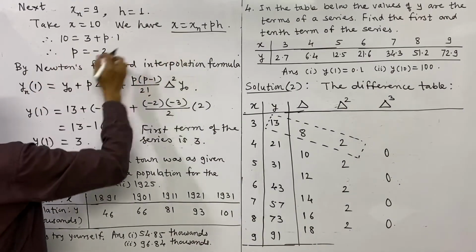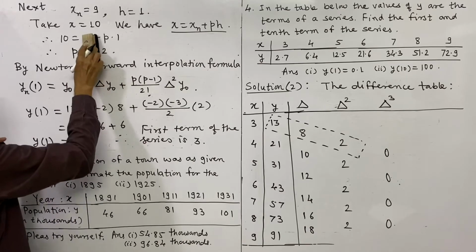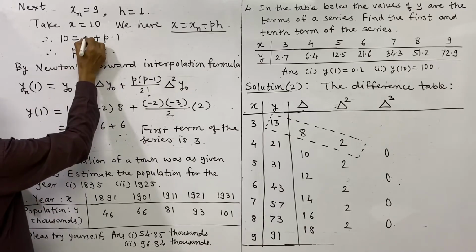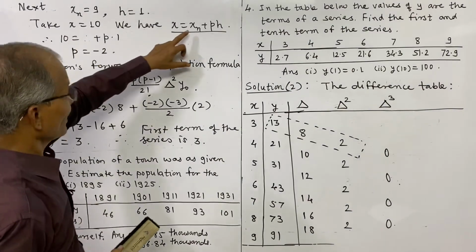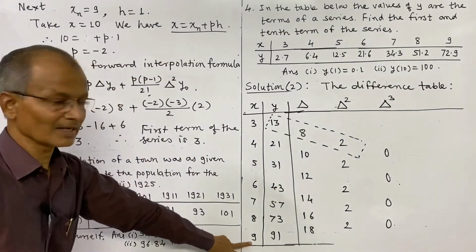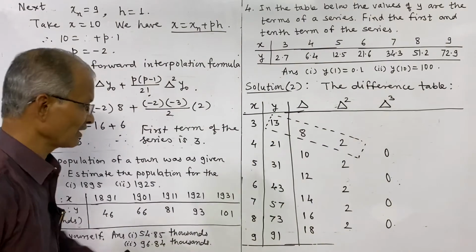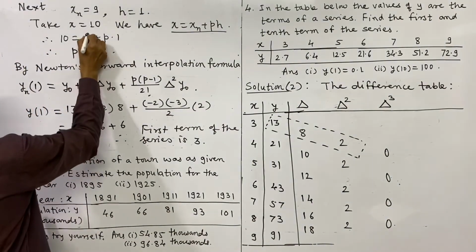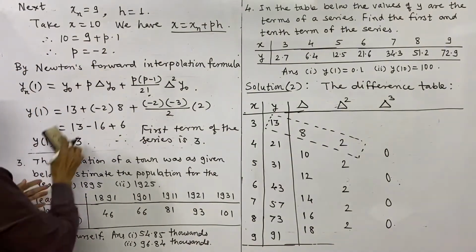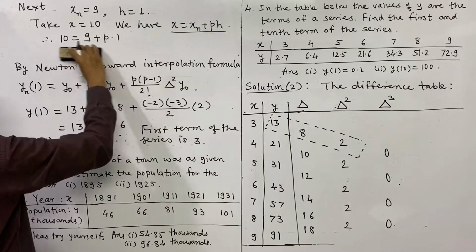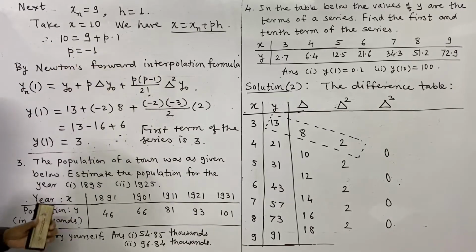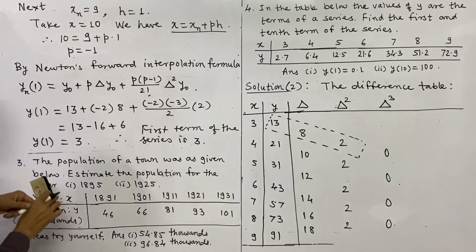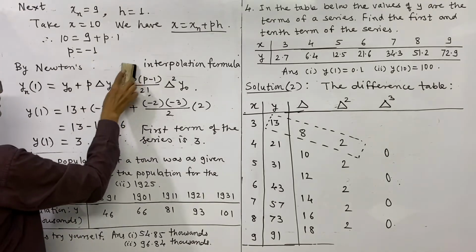Here x is 10, and xn is 9, the last value of x, and h is 1. So what does that give as the value of p? P is now 10 minus 9, that is 1. And now we use Newton's backward interpolation formula.